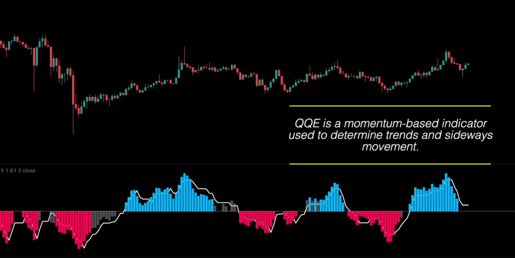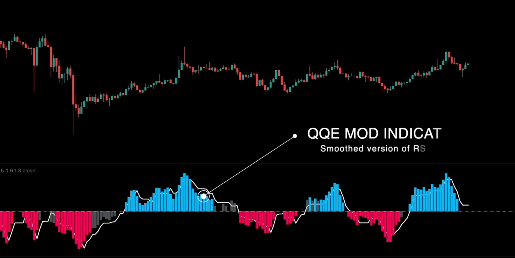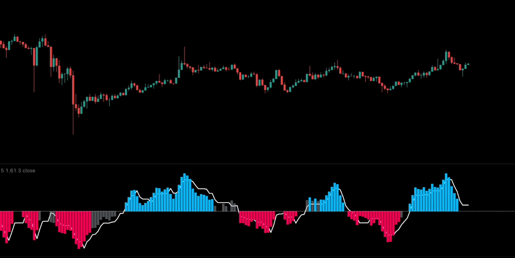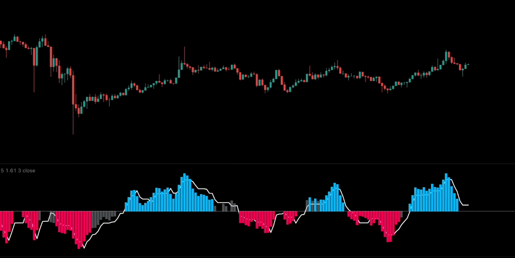QQE is a momentum-based indicator used to determine trends and sideways movement. The qualitative-quantitative estimation indicator works like a smoother version of the popular relative strength index indicator. The indicator consists of the white line, the gray, blue, and red histograms, and the zero level. Qualitative-quantitative estimation can be used in 2 directions. First, to determine the trend.